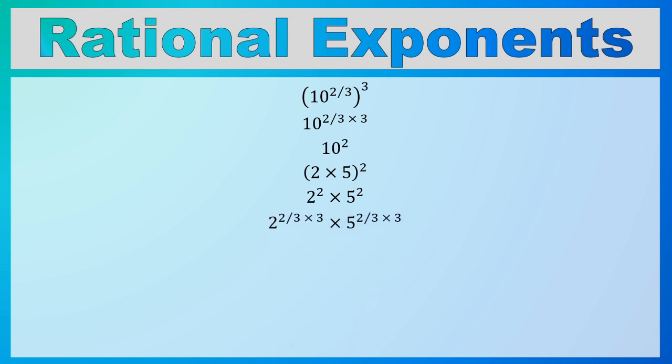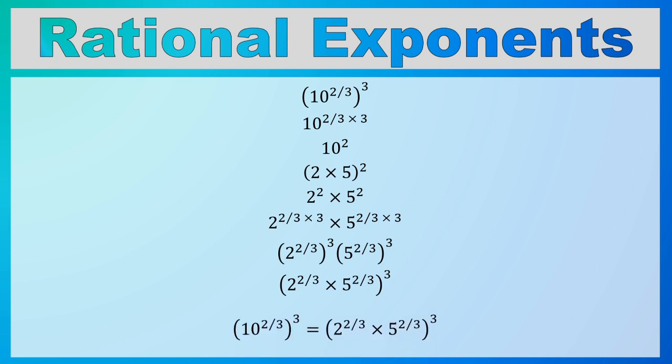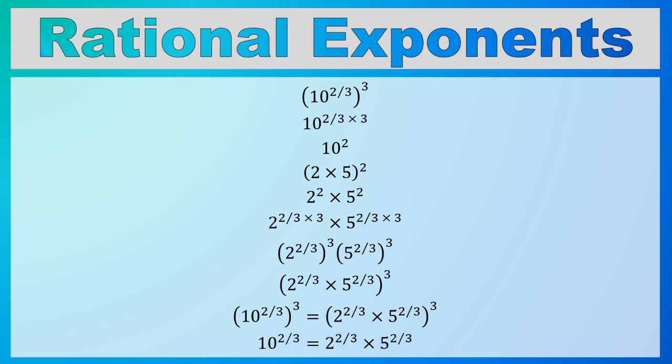And now 2 is equal to 2/3 times 3. And now a power times a power is equal to a power of a power. We again use that same property that we used in the beginning of the slide. And again, we use this property that we're trying to explain why it works in this video, and we already covered it for integer exponents, and 3 is an integer. And so that means that 10 to the 2/3, and that cubed, is equal to 2 to the 2/3 times 5 to the 2/3, and that cubed. And therefore 10 to the 2/3 is equal to 2 to the 2/3 times 5 to the 2/3.